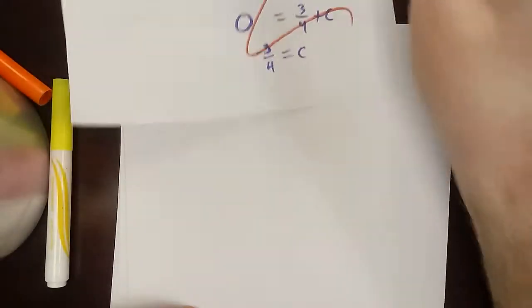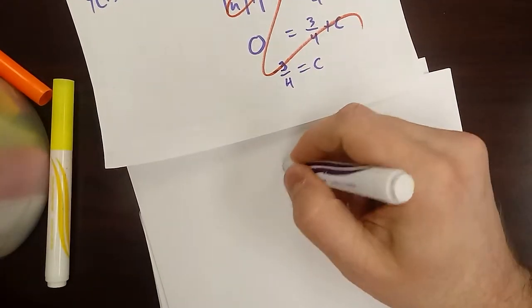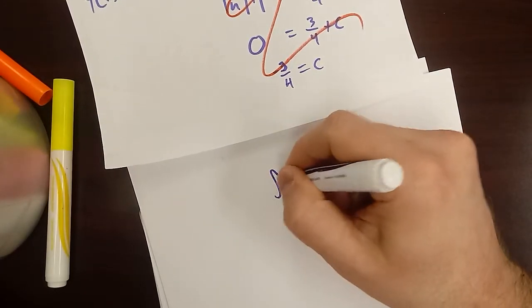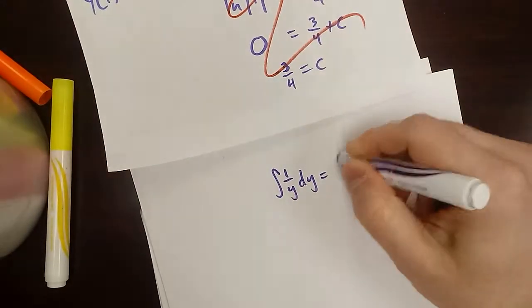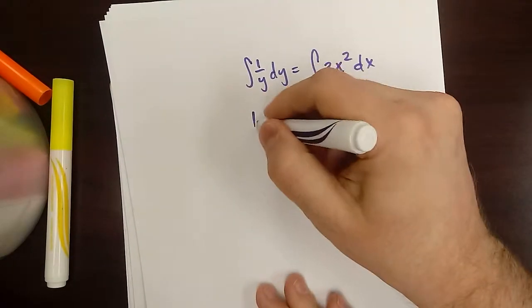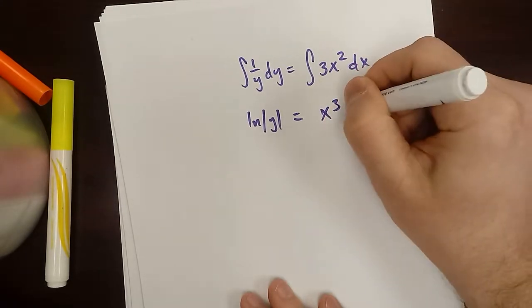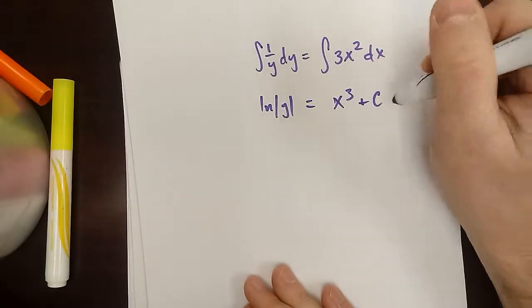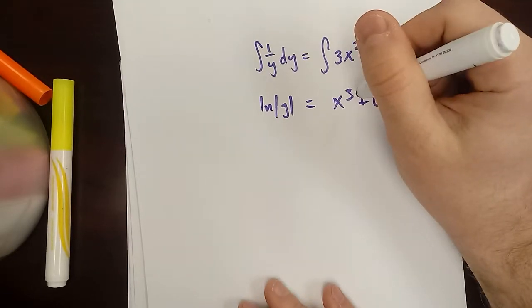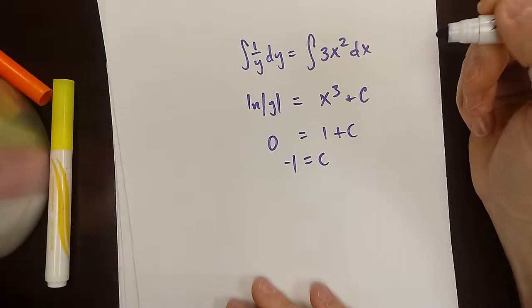So like I said, my ideas were fine. I made a silly mistake, so I'm going to pick back up at the integral of 1 over y dy is equal to the integral of 3x squared dx. All right, so I get the natural log of the absolute value of y is equal to x cubed, not over 3, just done, plus c. So now I can plug in the 1, 1, and we get 0 is equal to 1 plus c, so c is equal to -1. That's really nice. Let's see, did they get a different plus c than me?